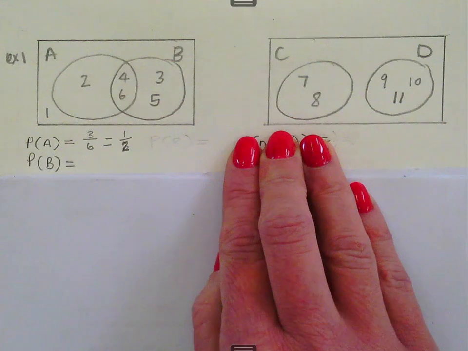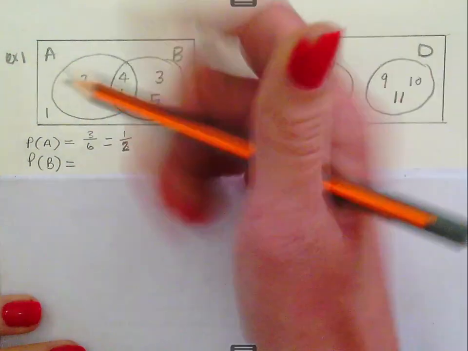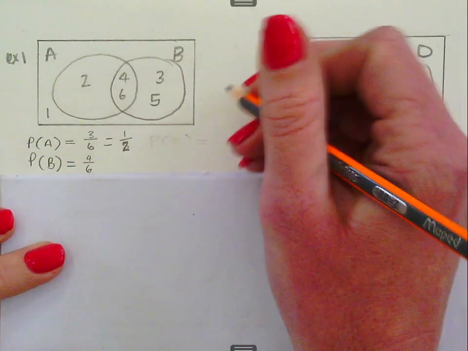Who can tell Junior what he's doing wrong? Ona? 4. But what's he doing wrong? If you give a probability, it has to be a fraction. So 4 is not a fraction. So that's what I'm saying. 4 over 6. So listen to the question. 4 over 6, and that can be simplified to what, Junior?